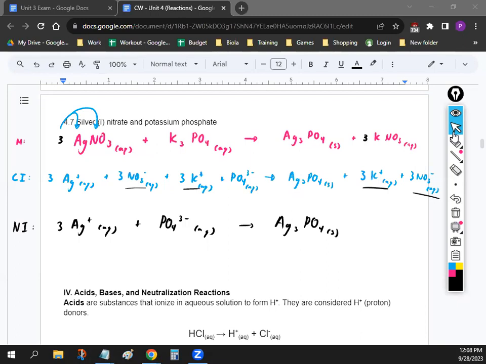You have that for your net ionics. You got 3 silver ions and 1 phosphate ion forming Ag3PO4. Okay. All right, and that's it. And again, I guarantee you that there will be a problem on your exam where you have to be able to do this. I guarantee.